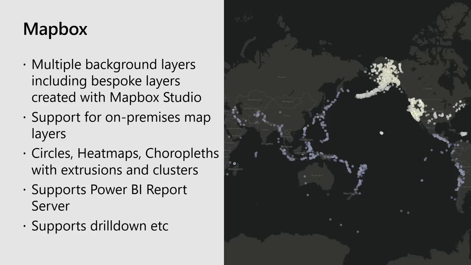It comes with a huge amount of capability, the ability to use your own bespoke background layers, which you can define inside Mapbox Studio, and we'll have a little bit of a look at that shortly. It also supports your own on-premises map server. So if you've got some really sensitive maps that you don't want to expose to the cloud, you do have the option of using the Mapbox on-premises capability for hosting those as well. It draws circles, heat maps, and choropleth maps, and we're going to build one of those in a moment, so you'll get a bit of a feeling for that capability.